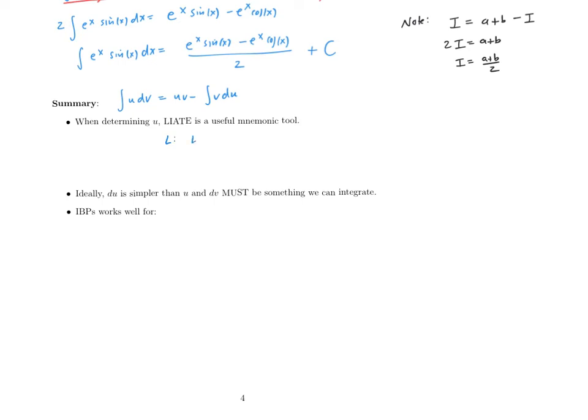The L is standing for logarithms. The I is standing for inverse functions, so things like arctangent or natural logs. A is standing for algebraic functions. And algebraic functions for us, that really is a fancy way of just saying polynomials. T is trig functions, and E is exponentials.